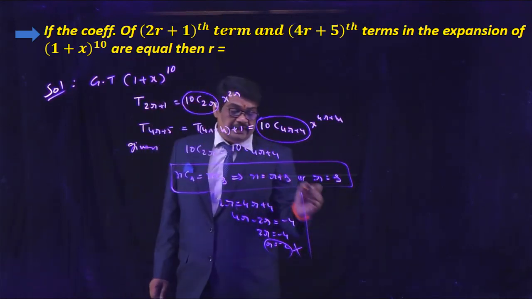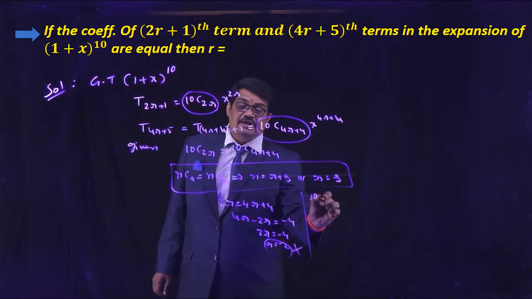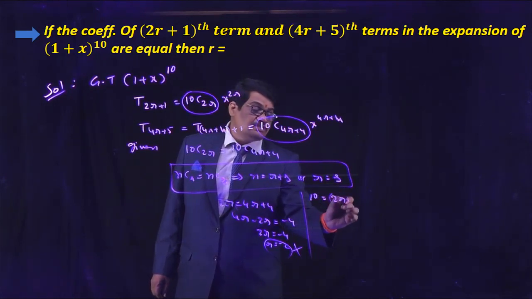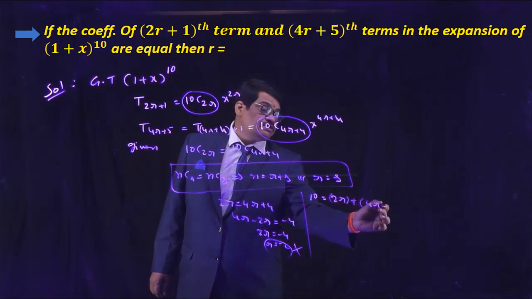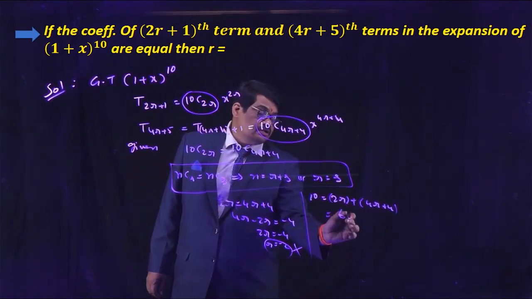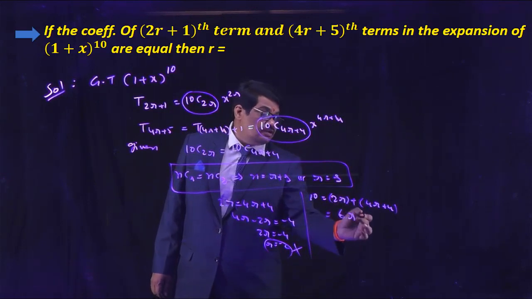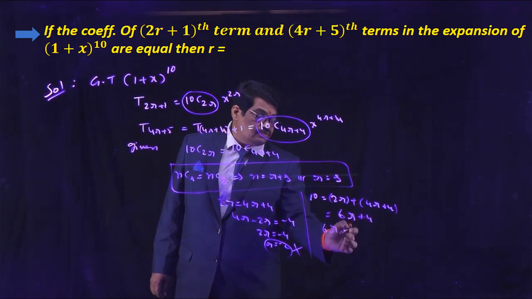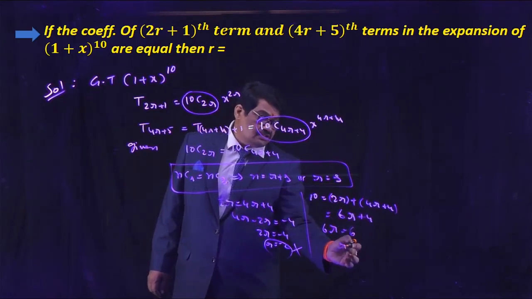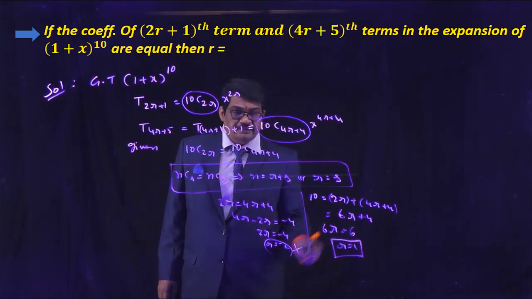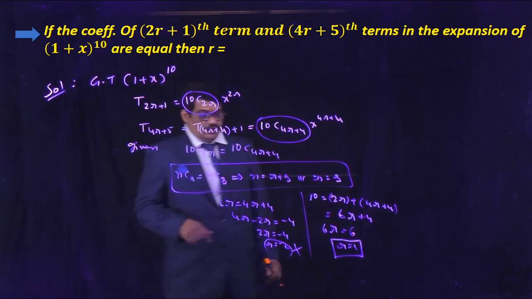Now we take another formula, that is n is equal to r+s. So 10 is equal to 2r+4r+4, that is 6r+4. That is 6r is equal to 10 minus 4, that is 6. So r is equal to 1. We have taken the r value as 1. Okay. The value of r is 1.